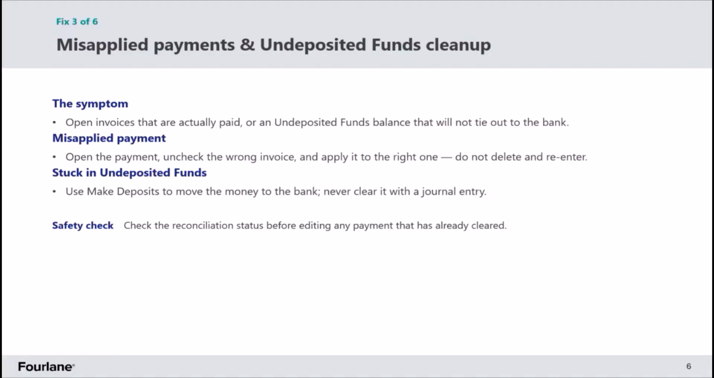Now I'm going to go over a demo of this. We're going to go through it and see how it looks, but I want to go over the safety habit for this. And that is before you edit any payment that's already cleared the bank, you want to check the reconciliation status so that you don't reopen a reconciliation by accident or you don't mistakenly change the beginning balance to a reconciliation. Okay. So that's the safety habit here. So now we're going to jump into looking at what that looks like, and I'll show you what the differences are.